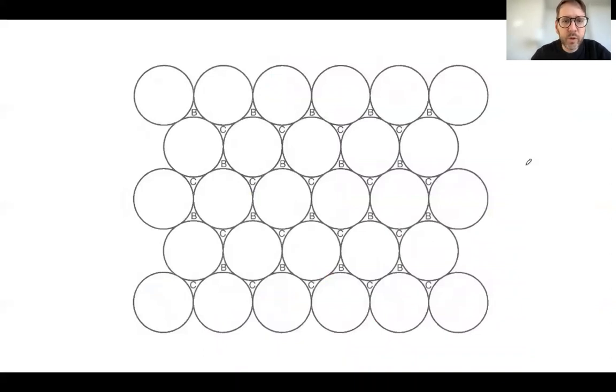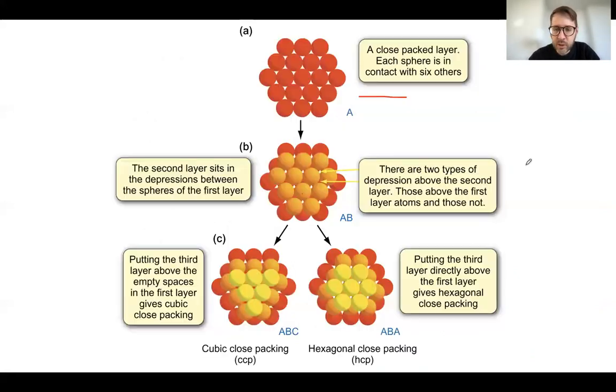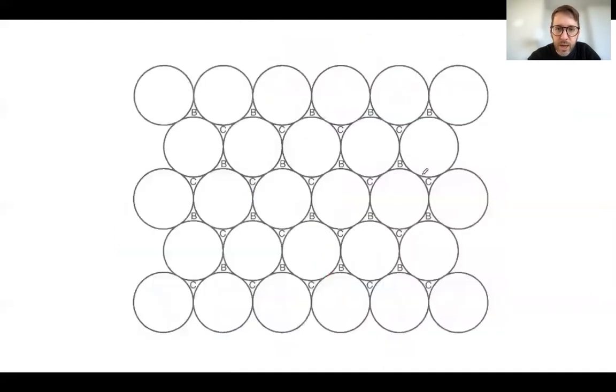And if we take a look at this single layer of closed packed spheres, we can see that there are two types of depressions, or dips, between the spheres. So this is where the B layer comes, and this is where the C layer comes.